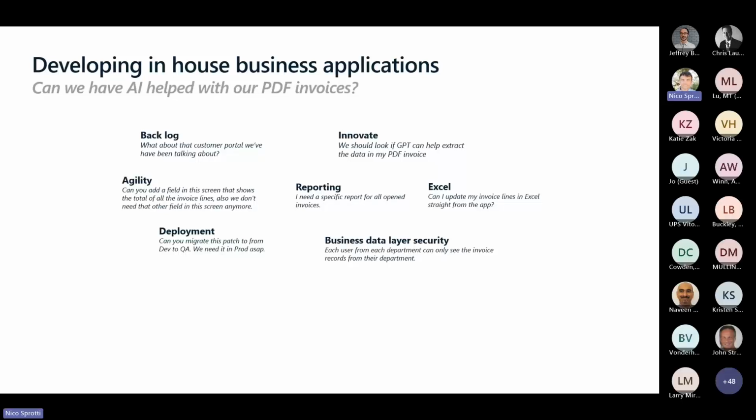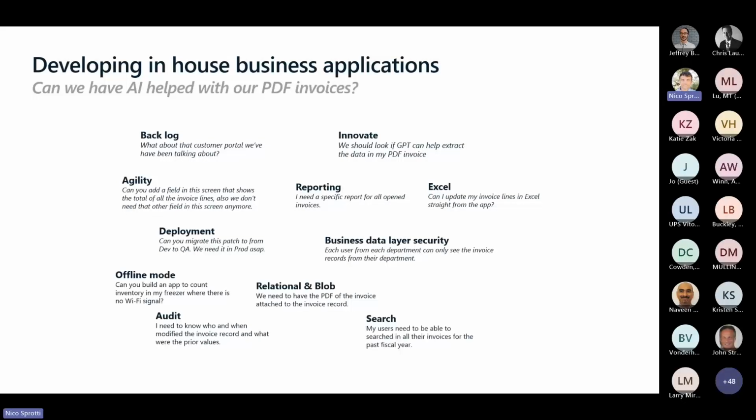Business layer data security. Hey, by the way, I need only my folks in the US to see the invoice they are attached to. All the folks that are attached in Europe, they may work out of the same table, but they should not have access to that data, right? And so on. I need audit capabilities for that record. Who changed what and when? I need to attach a PDF, and I go on and I go on and I go on.